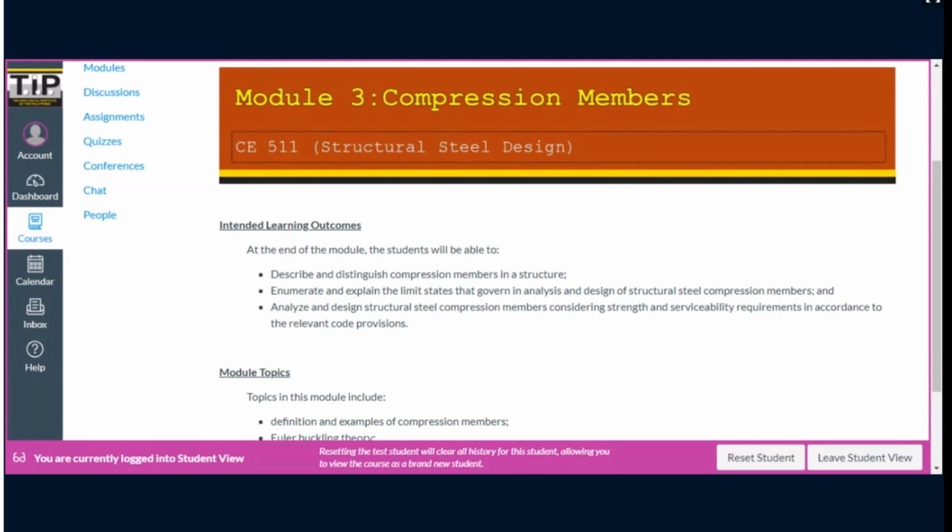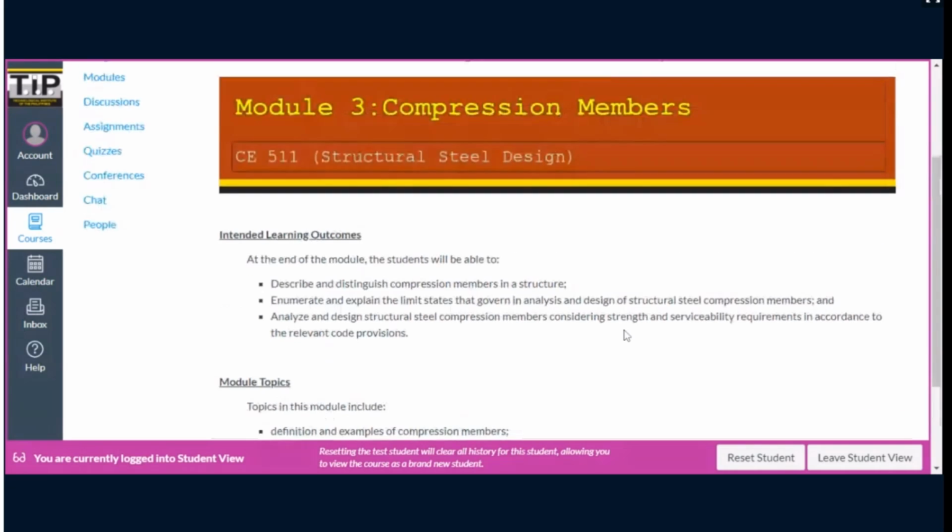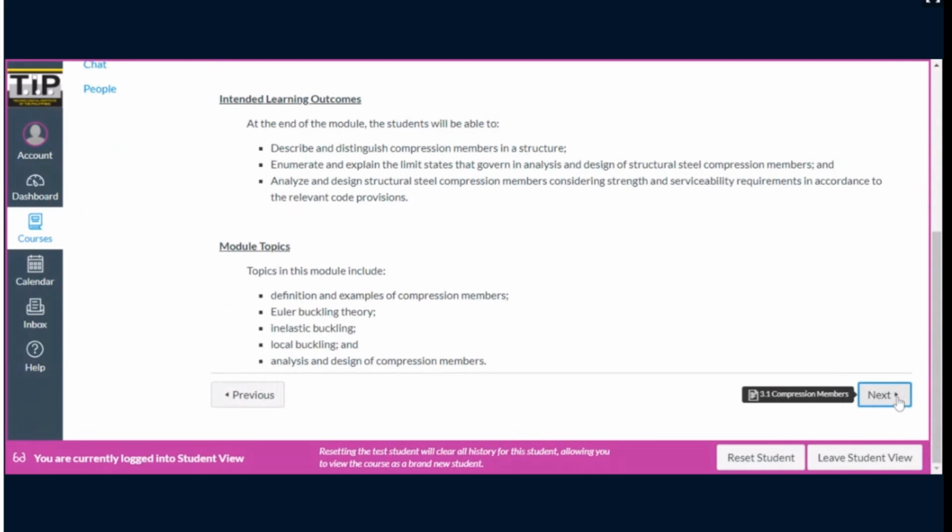Okay. So module topics. Topics in this module include the definition and examples of compression members, the Euler buckling theory. So I think for today I will only discuss up to this point. Okay, the Euler buckling theory. Next, we will have the inelastic buckling theory, local buckling, and analysis and design of compression members. Okay, so without further ado, let us start.